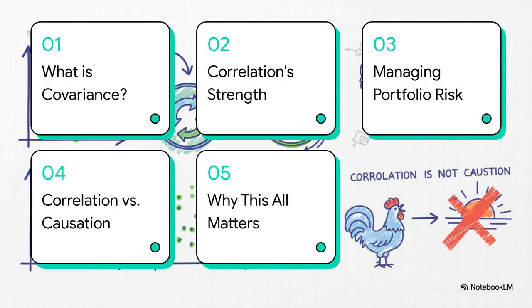So here's our game plan. We'll start with the basics. What is covariance? Then we'll see how correlation kind of levels things up. We'll put it all to the test in a real-world finance example, and then, this is a big one, we'll tackle the correlation versus causation trap. And finally, we'll wrap it all up with why any of this really matters to you.